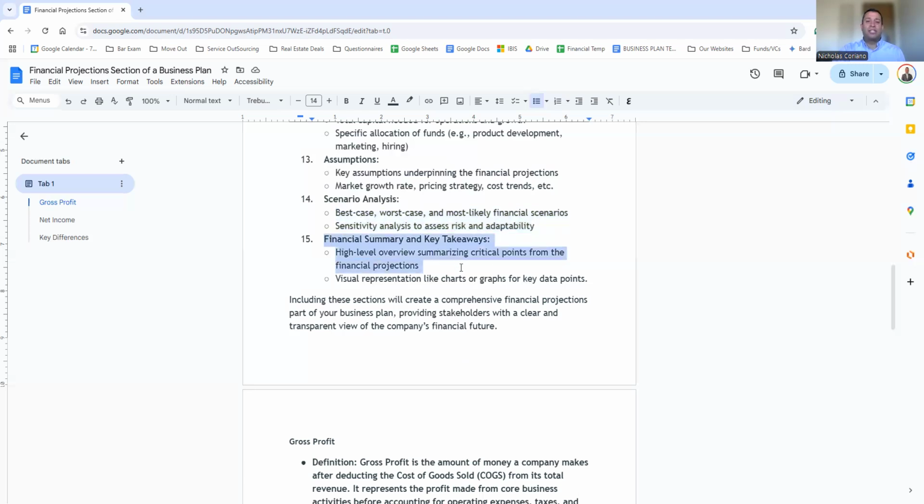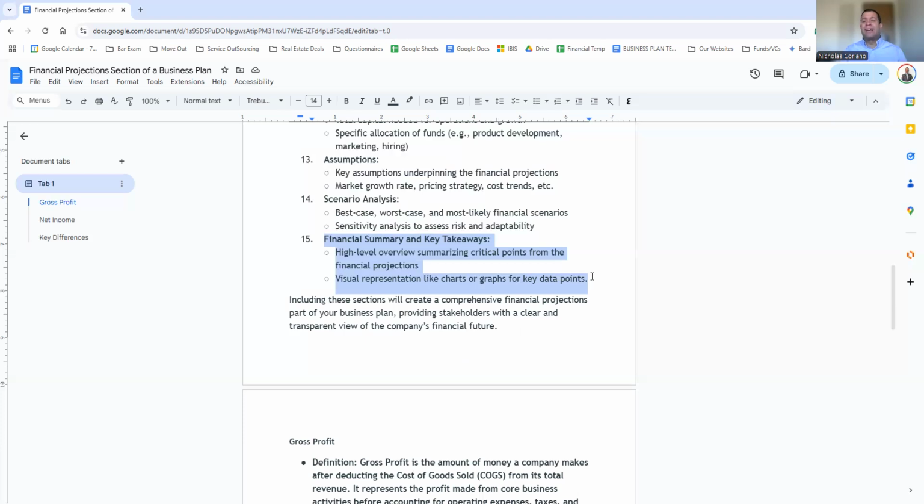And the final section that every financial projections section of a business plan should include is your financial summary and key takeaways. So this is basically a summary of everything I just talked about, the other 14 sections of the financial projections section. And it includes a high-level overview summarizing all the critical points of the financial projection. And hopefully here, you put together a visual representation like pie graphs and bar charts with key data points, including, what are our costs every month or every year? What are our profit margins every year? What are our revenues every year?